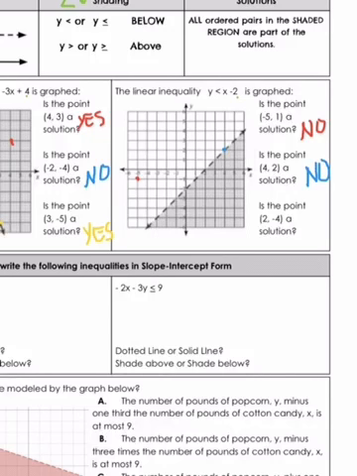So we go to the next one, and we have (2, -4) for our point. And yes, that is a solution because it's in the shaded region.